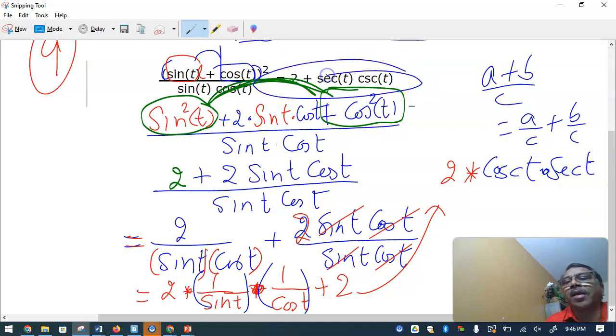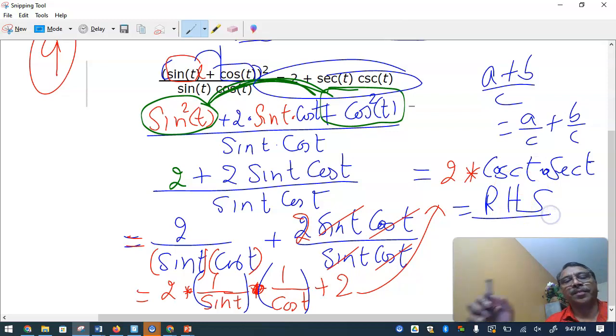And that's what you wanted, right? And that's called the right hand side, and we are done. Let's go to problem number 10 next.